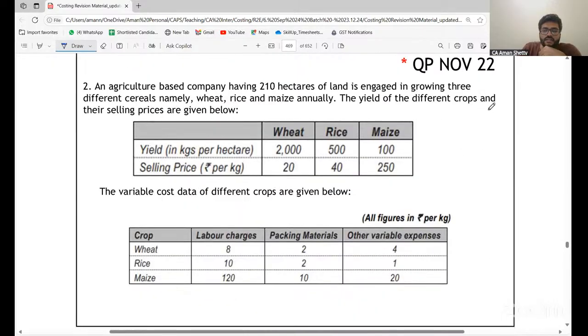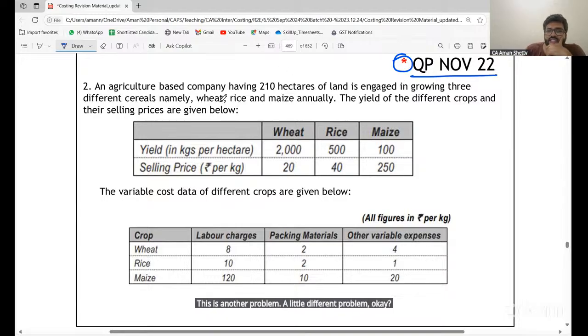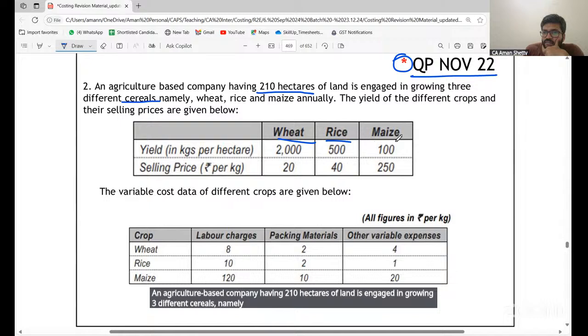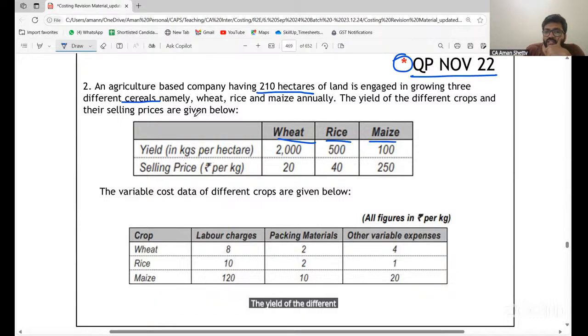This is another problem, a little different problem. An agriculture based company having 210 hectares of land is engaged in growing three different cereals, namely wheat, rice, and maize. The yield of the different crops and their selling prices are given below. It is given per hectare.